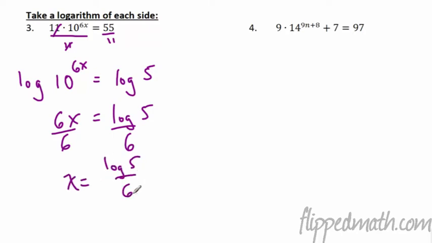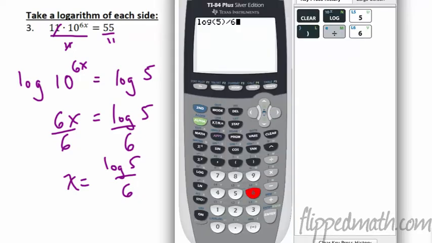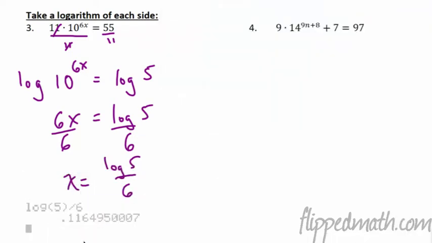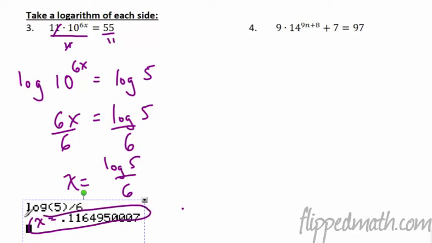So we have to bring up the calculator here. So here's our trusty calculator. We have the log of 5 divided by 6, and that's going to give us 0.116495. Let's bring that down here. That's going to be what x equals. All right, so do you think you can do number 4? I think you can. All right, pause the video. Do number 4. Go!